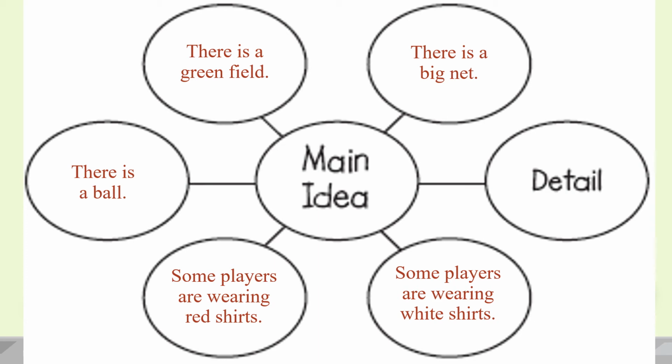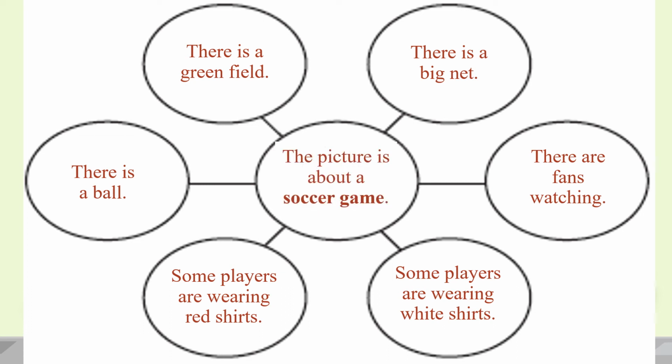Anytime you make a main idea and details chart, you can draw as many circle details as you want to. Just draw more circles to put more details. So the extra detail that I wanted to add in my extra circle is that there are fans watching. Now from all of those details, we figured out the main idea of the picture. The picture is about a soccer game.